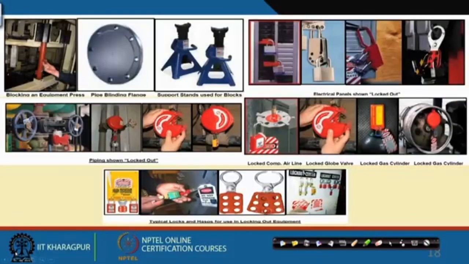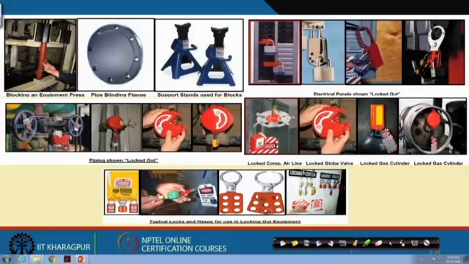What are the various things we use in this? This is the blank. When you isolate the gas line, you separate it and put the blank. These are the block stoppers for the hydraulic cylinders. When you lift the hydraulic cylinder, then you put the stopper.